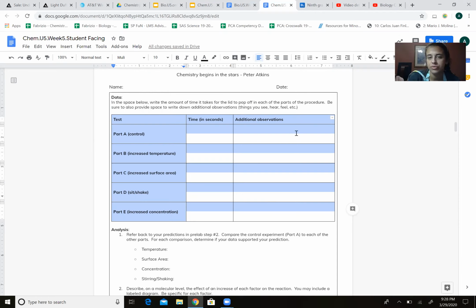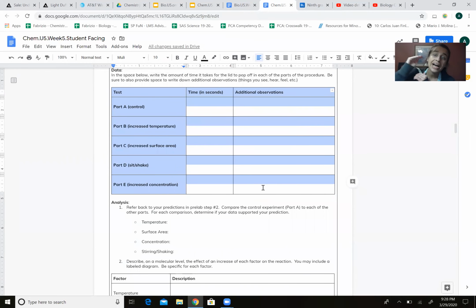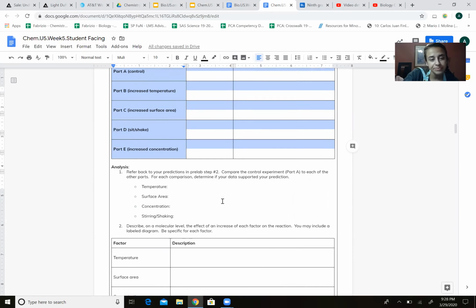I'm going to change the rhetoric of this so you guys have a better idea of what you need to do. Since the top of the canister didn't fly off, we were just measuring how long it took to taper off and not be bubbling as quickly. So you should have filled this out, along with any additional observations, maybe at how high the bubbling was getting to. Some of it was kind of slow, and then especially for part E, when we have increased concentration, so a larger amount of the tablet, it got a lot higher.